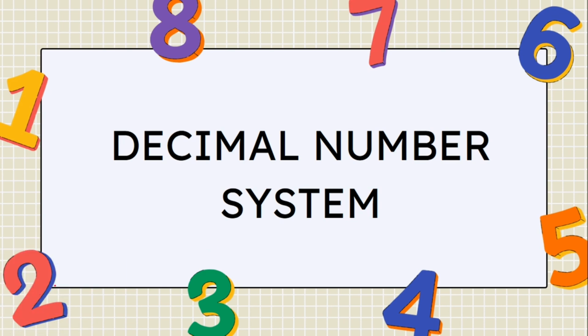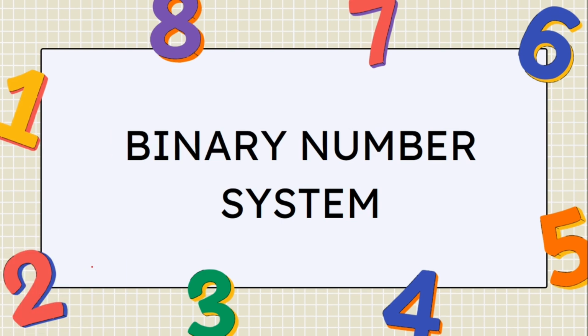Next is the binary number system. Sir already discussed this, but I will discuss it briefly since it is my part of this report. The binary number system has 2 digits. The base is only 2, so binary is base 2, and the digits are 0 and 1.